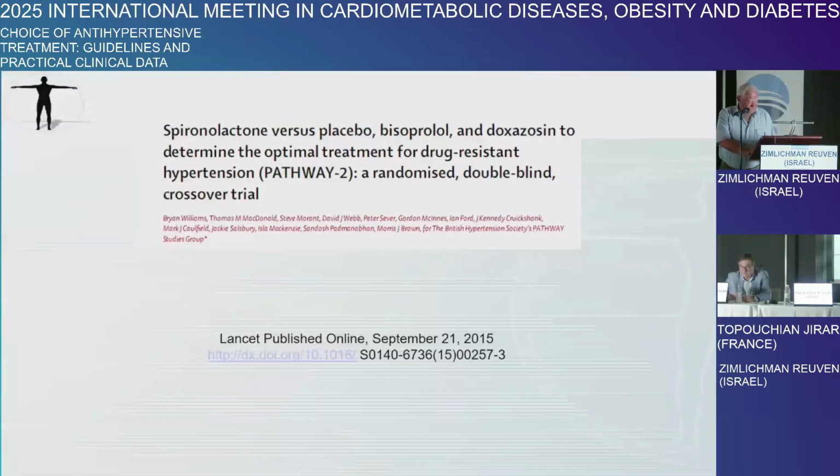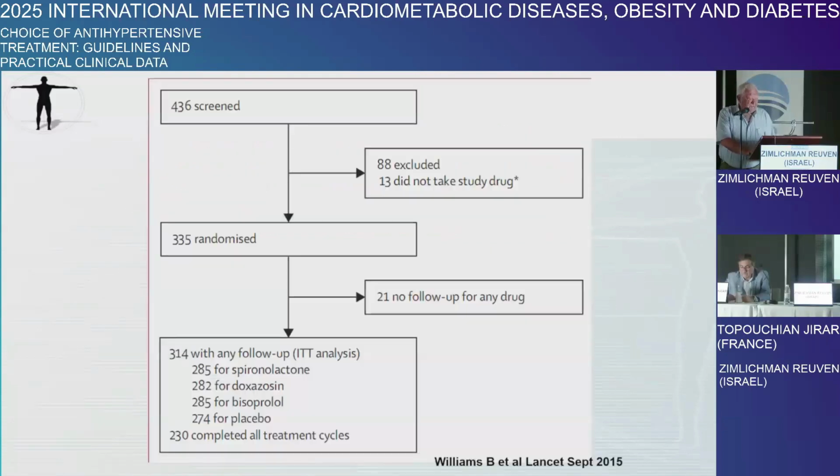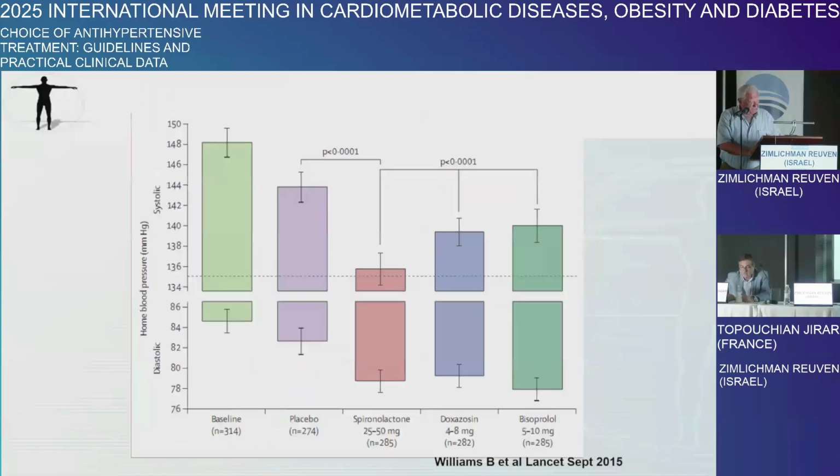probably even more convincing than the candesartan study. So spironolactone versus placebo, bisoprolol, and doxazosin was studied in the PATHWAY study. Not a very big study, several hundreds of patients, and less than 300 patients were divided into 4 groups: spironolactone, doxazosin, bisoprolol, and placebo. And the results are very convincing.